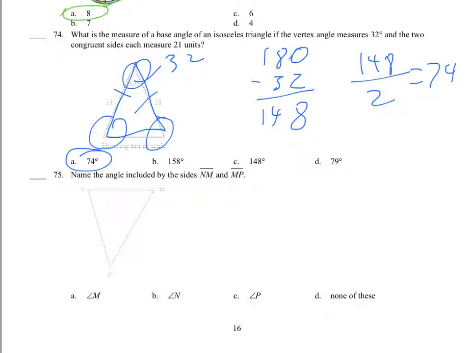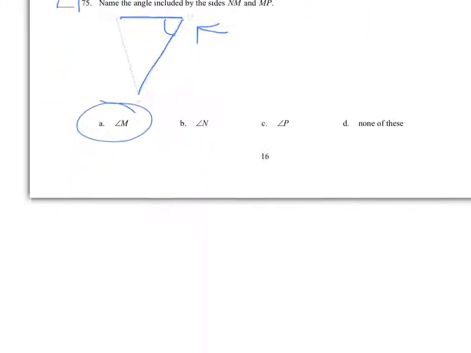Name the angle included by the sides NM. Well, there's NM, and there's MP, so the angle formed here is angle M. Okay, that's all the review for the semester final.